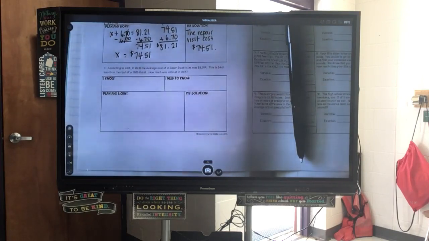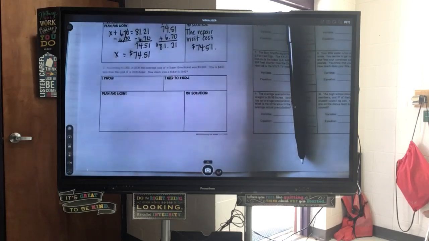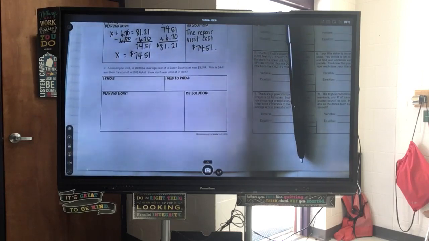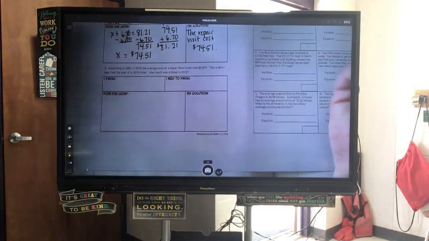Number 2 says, according to CBS in 2010, the average cost of a Super Bowl ticket was $3,509. This is $441 less than the cost of a 2015 ticket. How much was a ticket in 2015? Alright, so let's go in and annotate. So what's important in this question?